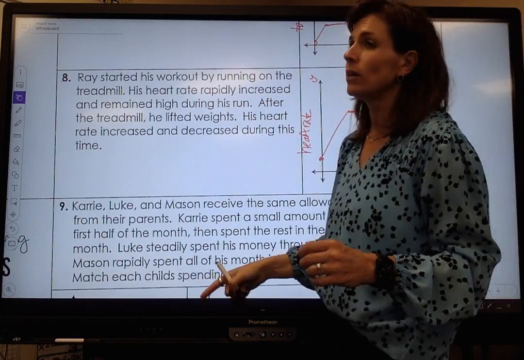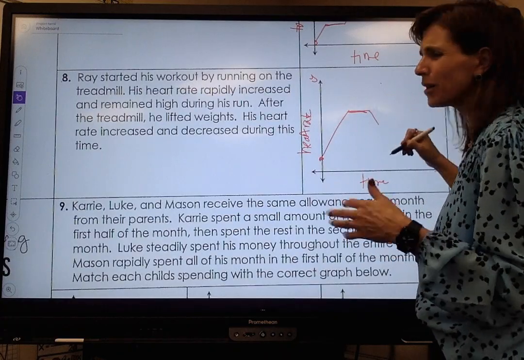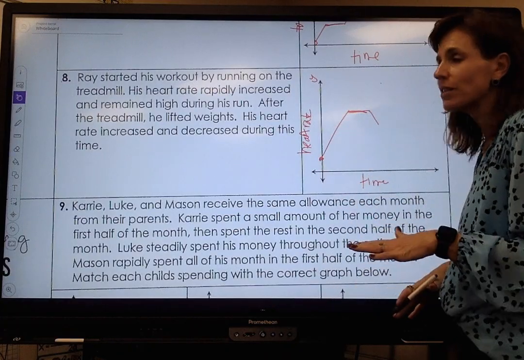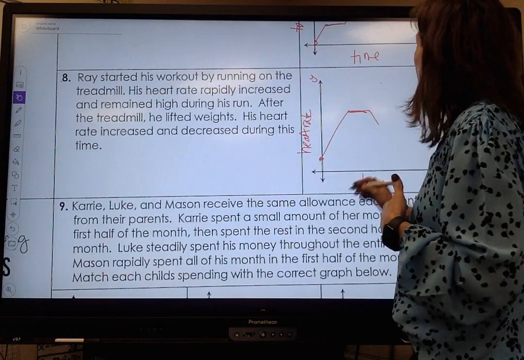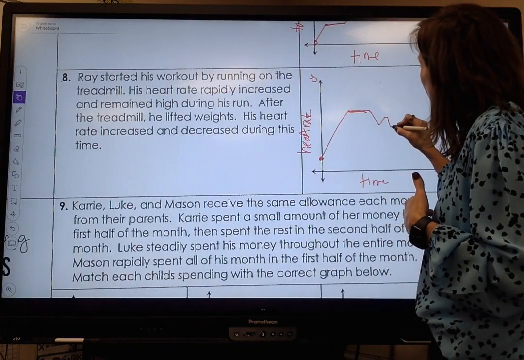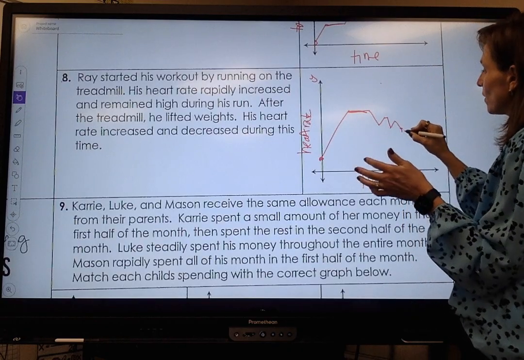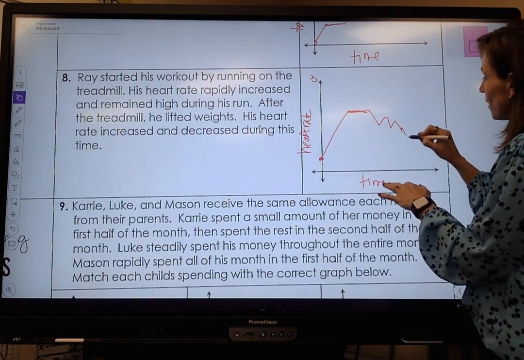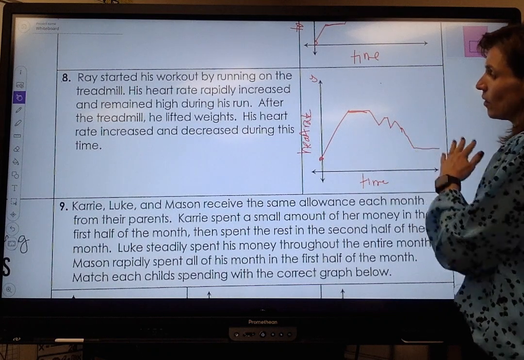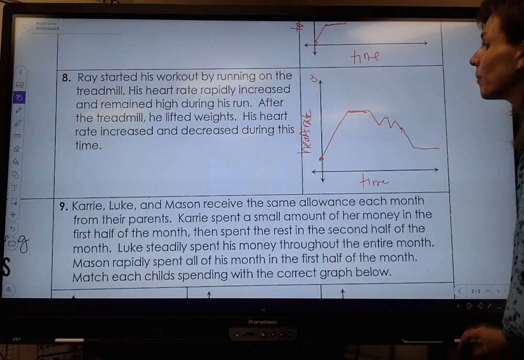After the treadmill, he's going to lift weights. So once he gets off the treadmill, his heart rate's probably going to go down a little bit. You know, he's just calming down. He's not running so fast. And then he's lifting weights. So it's going to increase at some parts, then decrease, and then maybe increase and decrease, and then, you know, it steadies. After he's done lifting weights, we're going to come back to a steady heart rate. So that's what his workout routine is going to look like.